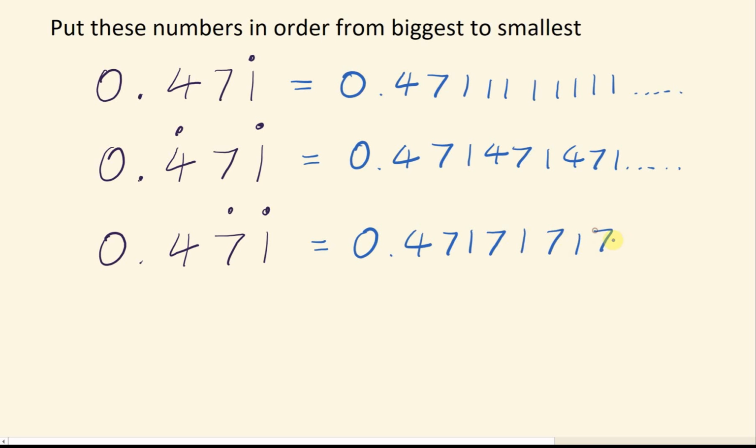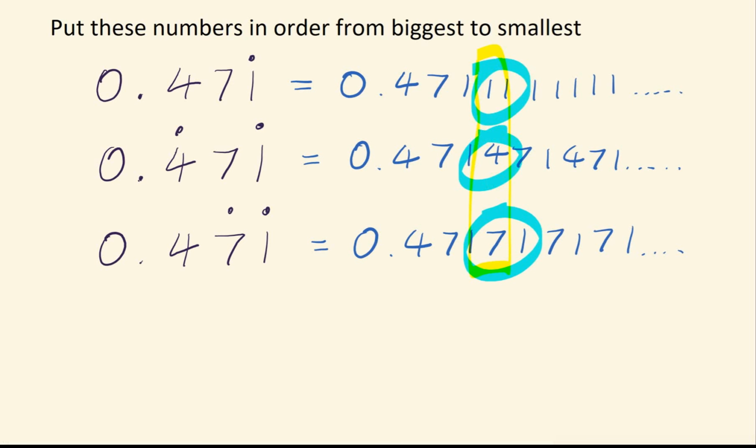So now we've got them all in long form, we can see which is going to be the biggest. To do that we can just look at this decimal place here, and we can see that this has to be the biggest, followed by this, followed by this. So this is the biggest, that's my second biggest, and then this will be the smallest. So again, these are just GCSE questions, and just write them out as a long number, it makes it look a lot easier.